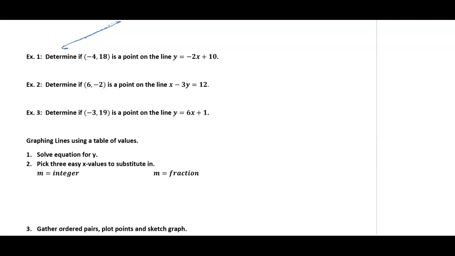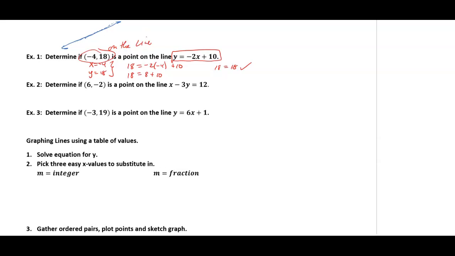Determine if (-4, 18) is a point on the line y equals negative 2x plus 10. Well, in this ordered pair, I know x is negative 4 and I know y is 18. I'm going to take these values and substitute them in. I'm going to replace y with 18 equals negative 2 times x, which is negative 4, plus 10. That gives me 8 plus 10 is 18. Is 18 equal to 18? Yes. Therefore, this is on the line.